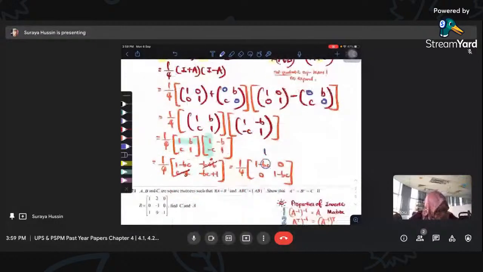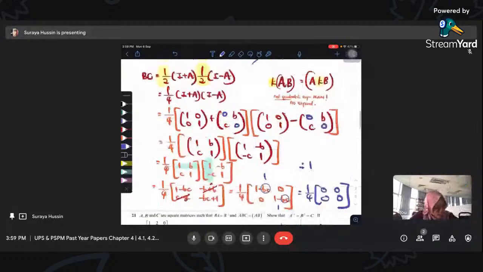When you have sub it in, you will realize that everything is 0. 1 over 4, inside here, 0, 0, 0, 0. Everything is 0. So at the end of the day, the answer of matrix B times matrix C is actually everything 0. Its elements are all 0, 0, 0, 0. And that's it. That's your answer.